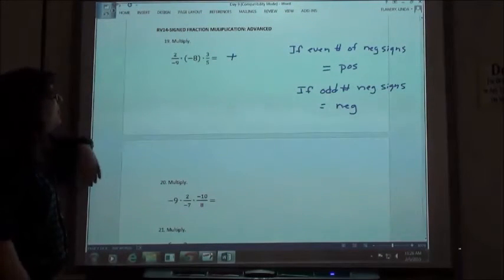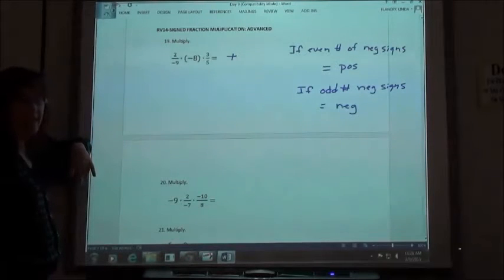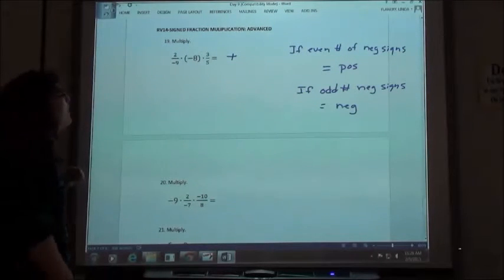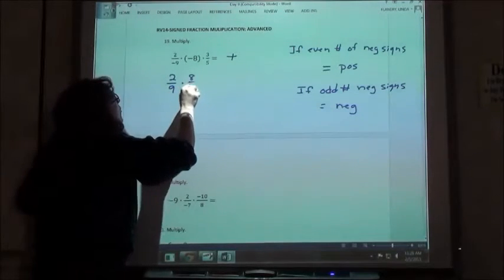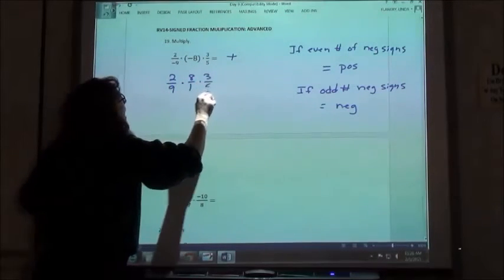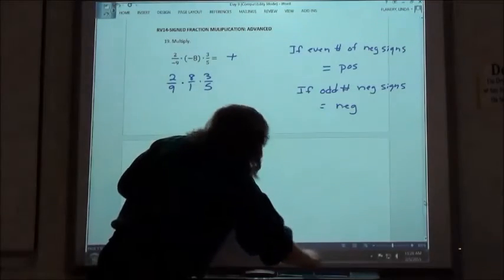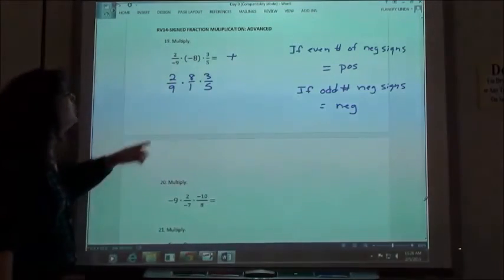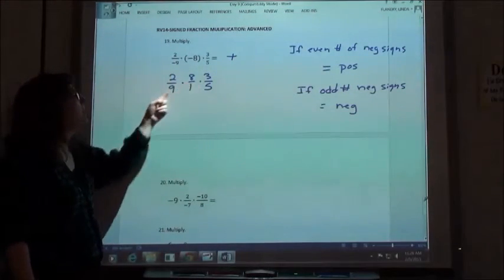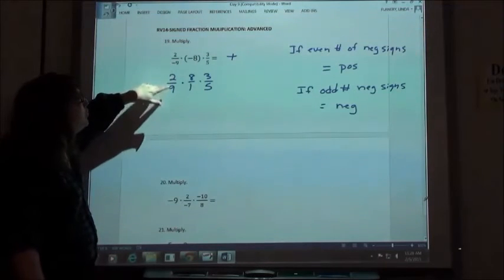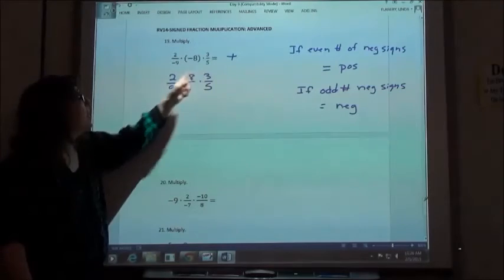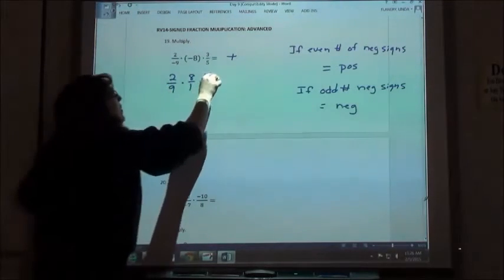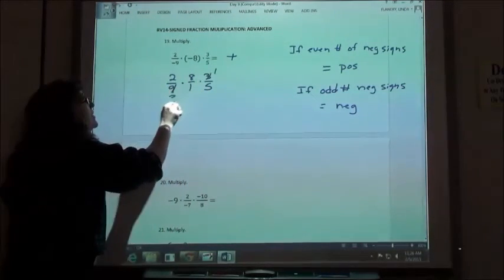Then I'm going to rewrite that problem without all those negatives in there, making sure I put my whole number over 1. So 2/9 times 8 over 1 times 3 over 5. Now I'm going to multiply my fractions, keeping in mind I can reduce as long as the number's on the top and the bottom. I can't reduce the 2 with the 9, the 1, or the 5. Same thing with the 8, but the 3 I can reduce with the 9. 3 goes in here once and into here 3 times.